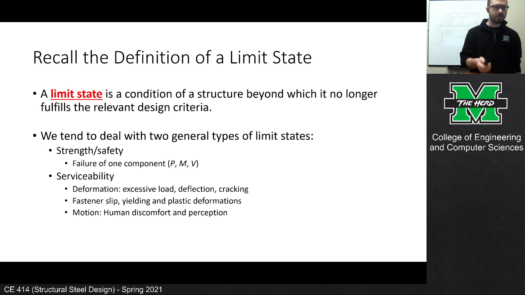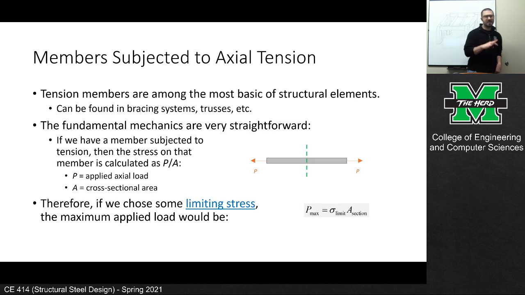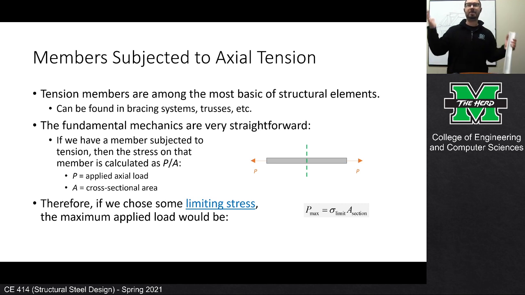Now, when I said that the mechanics are easy, I meant it. So you have members subjected to axial tension. They are the most basic of structural elements. The mechanics are really simple. So you have an element. You are yanking on it with some load, like 20 kips. It's 4 square inches around. That's how big around it is. So if it's 20 kips, it's 4 square inches. 20 over 4, it's experiencing a stress of 5 ksi. That is the mechanics in a nutshell.